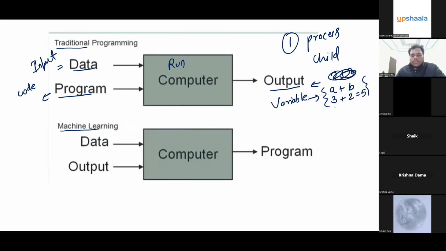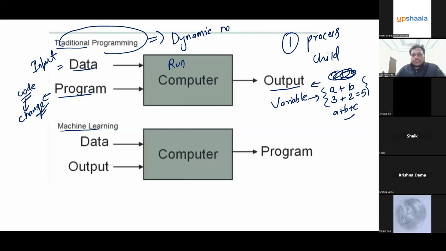Suppose you want the addition of three numbers, a plus b plus c. What do you need to do? You need to go to the program, and in the code you need to change the program. That means this kind of traditional programming is not dynamic in nature on whatever input you are giving. So this was the major drawback of traditional programming compared to machine learning.